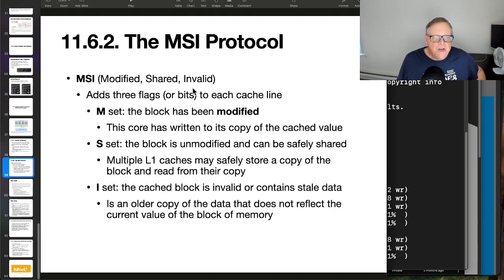So one way you do it is add 3 flags: a flag that says if it's been modified, a flag if it's been unmodified and can be shared, and if it's invalid.